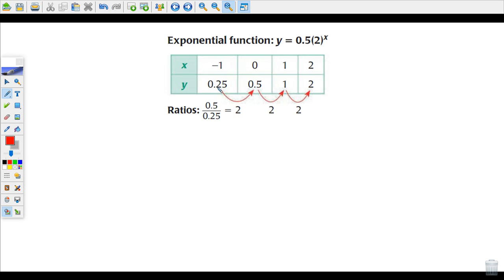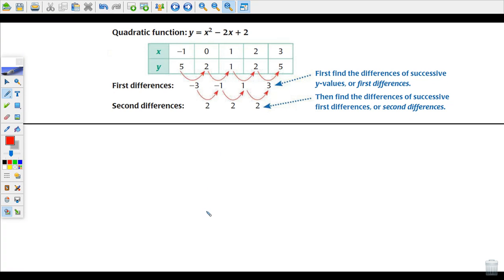Another way to look at it is that all these y values, from one to the other, consecutive y values, are being multiplied by 2. 0.25 times 2 is 0.5. 0.5 times 2 is 1. 1 times 2 is 2. So if you see that the y values are being multiplied by the same number over and over again, then it's exponential. And then here's an example of quadratic.